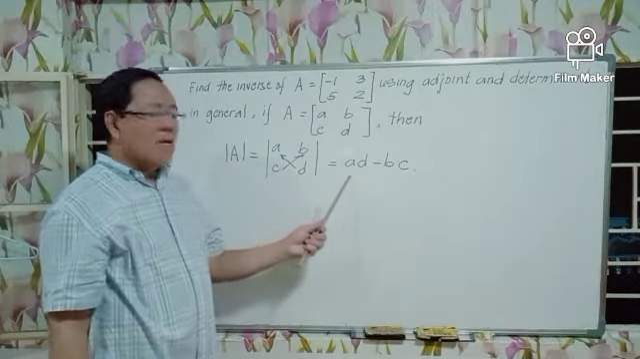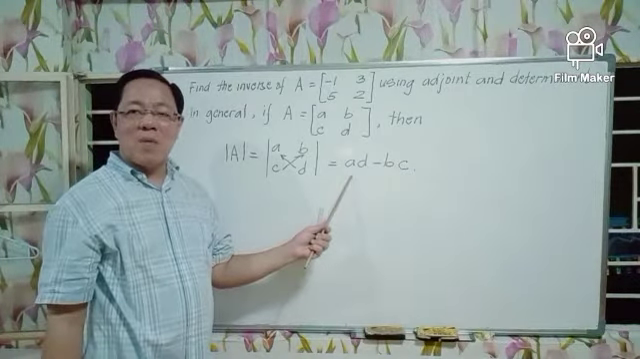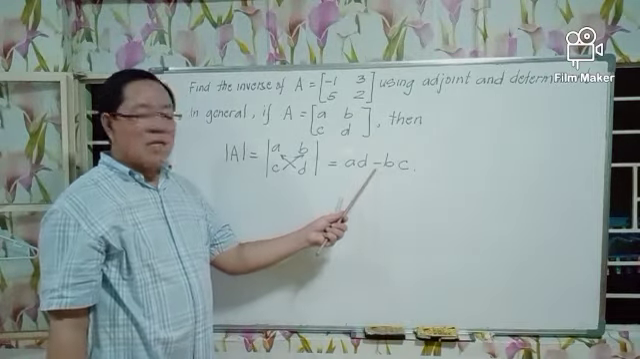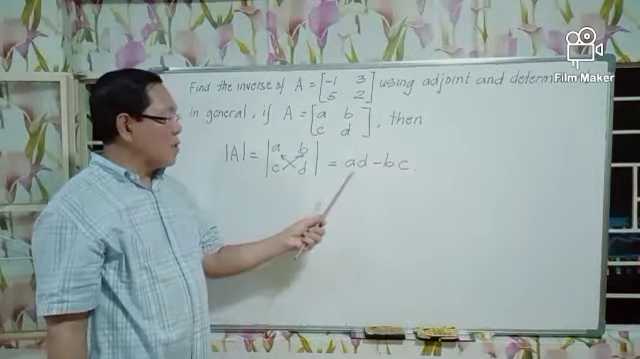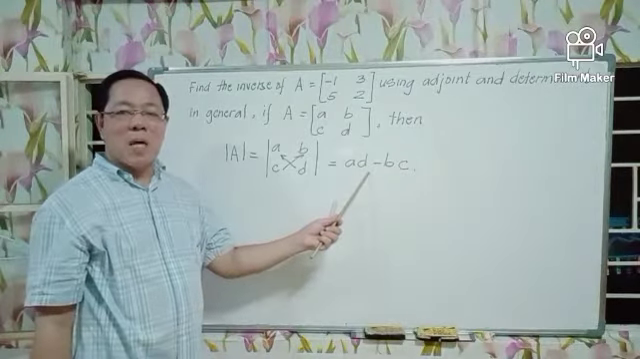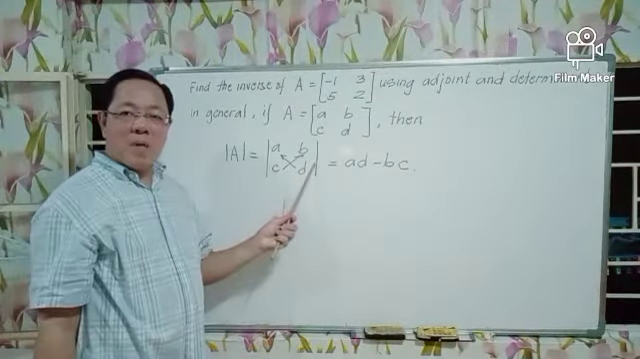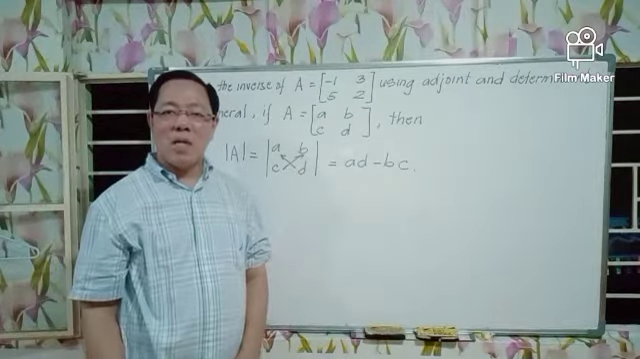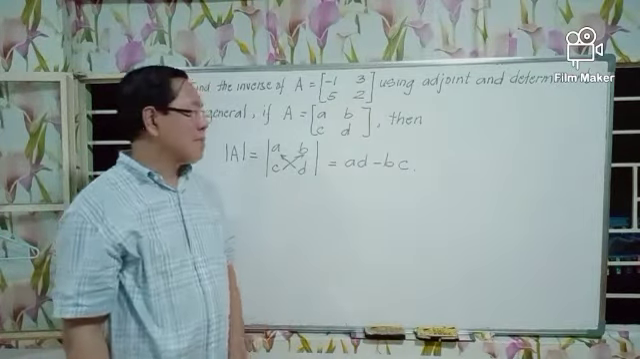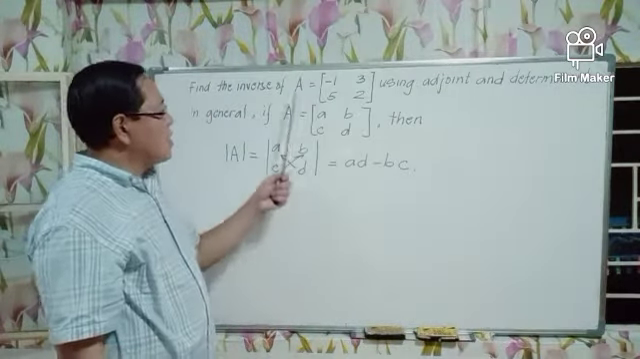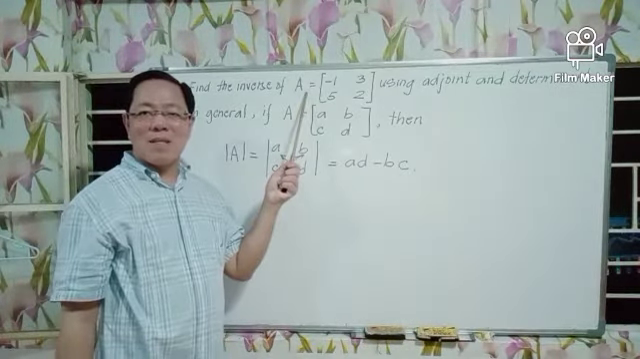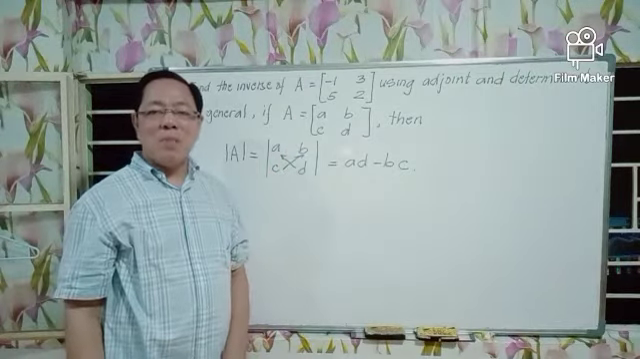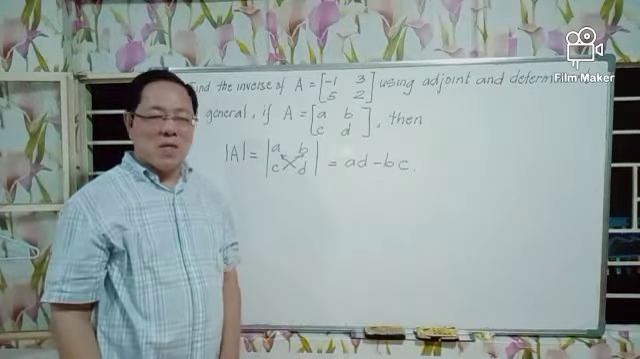D multiplied by a is the same as a multiplied by d because multiplication of real numbers is commutative. And the sign between these two terms is always minus. The product of c multiplied by b is equal to b multiplied by c because multiplication of real numbers is commutative. So we proceed to find the determinant of the given matrix A, and if it is equal to 0, you stop and you conclude the given matrix A has no inverse.